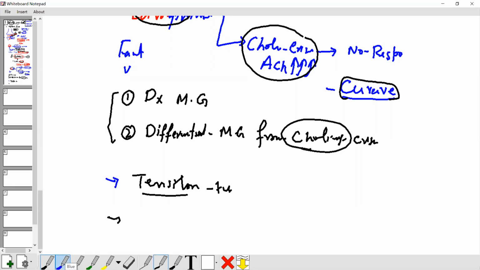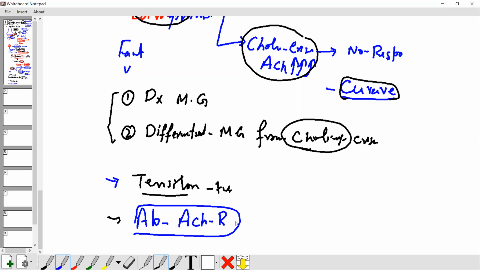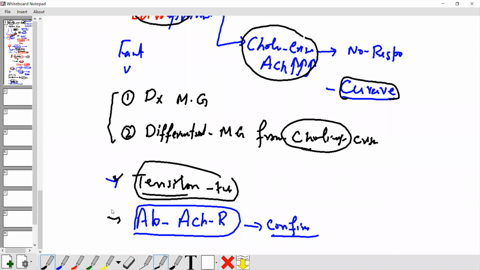What is the most accurate test to diagnose myasthenia gravis? We find out the antibody against the acetylcholine receptor. This test is now the definitive, confirmatory test to diagnose myasthenia gravis. The Tensilan test was the old test. Both tests are effective, but if you want to confirm this disease, you need to perform the antibody test. You must find out the antibody against the acetylcholine receptor.